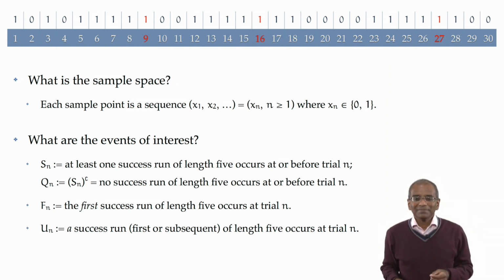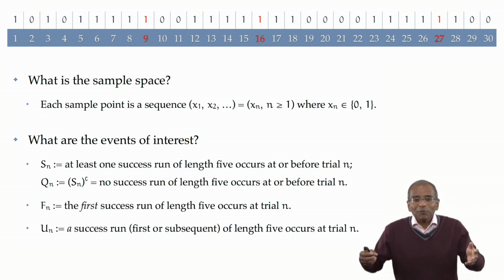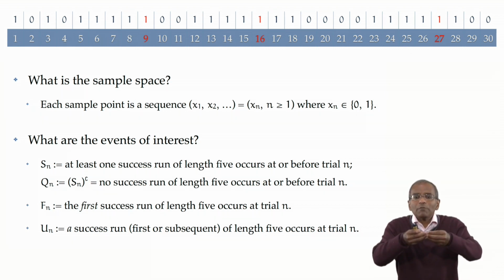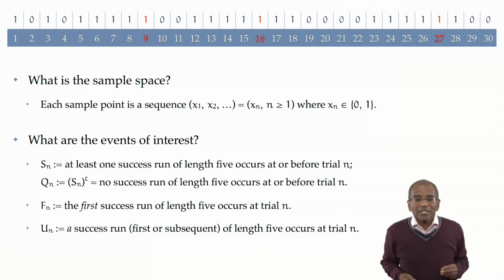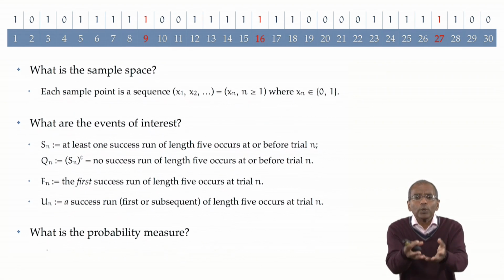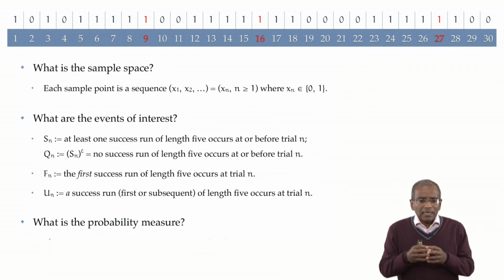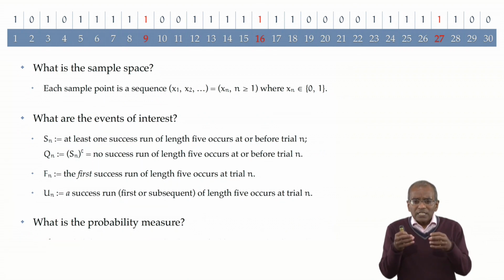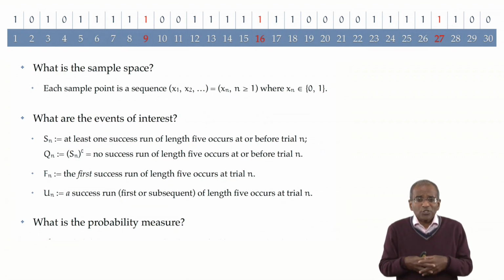All right, now we have three events at hand. S sub n, its complement, F sub n, and U sub n. n, of course, is an index, and we are allowed to run freely over the positive integers. We'd like to say something about the probabilities of these things. And, of course, naturally, the question is, what is the underlying probability measure that's going to fuel these probabilities? Now, as I've mentioned, the underlying sample space is very rich. It actually spans the continuum of possibilities.